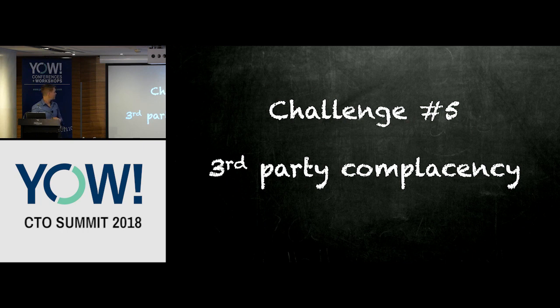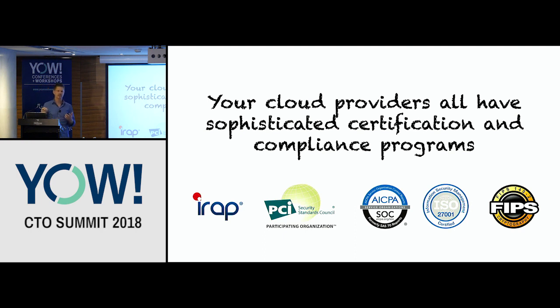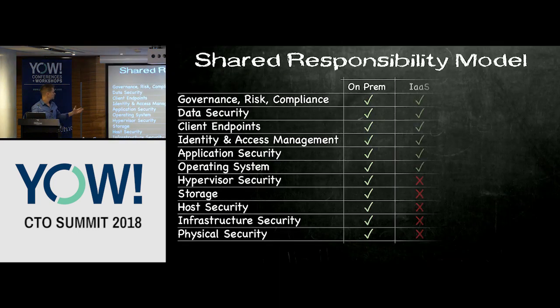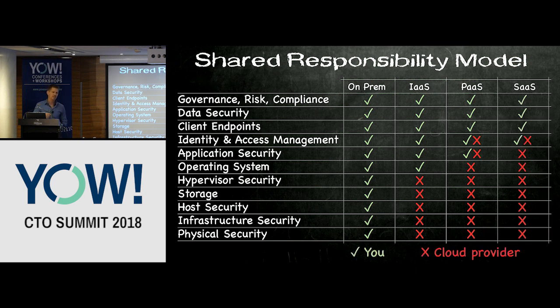And challenge number 5, in my opinion, is what I call third-party complacency. That's where we rely too much on our cloud provider or our third-party partners for their security, right? So we're in AWS, we're in Azure, we're in Salesforce, and these guys have got every single certification under the sun. And people think, oh, well, we're SOC compliant, we're PCI, everything's fine. But honestly, at the end of the day, I think you've all seen the shared responsibility model. So AWS has their one, Azure has their one, Salesforce has their one.